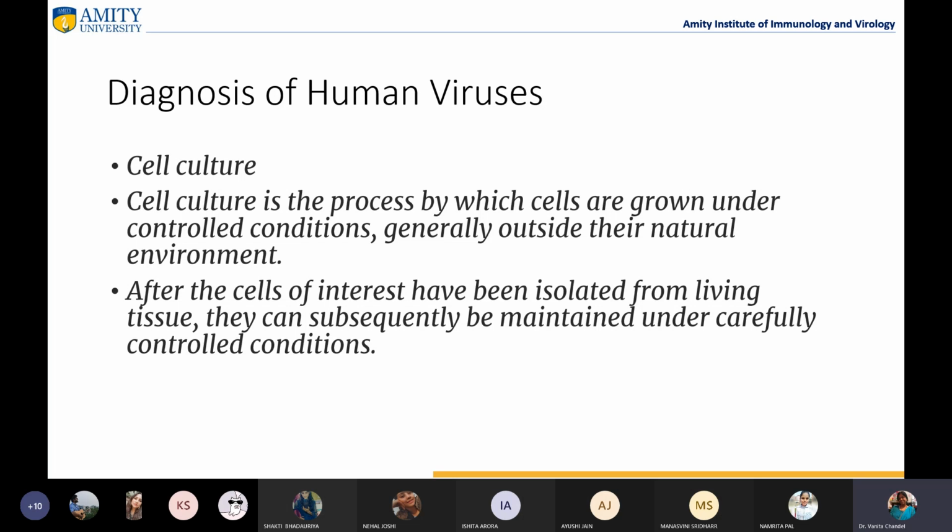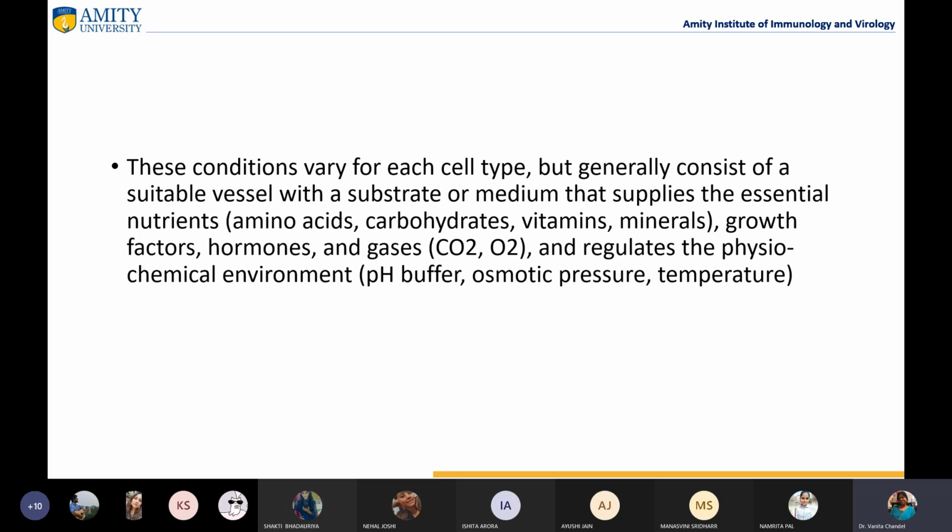Then coming to the diagnosis of human viruses, as I told you, real-time PCR or RT-PCR or ELISA are similar mechanisms that we use in human viruses also. But then there's one particular technique which is called cell culture. Cell culture is a process by which cells are grown under controlled conditions, generally outside their natural environment. After the cells of interest have been isolated from the living tissue, they can be maintained under carefully controlled conditions, because, as we know, viruses need a living host to multiply.